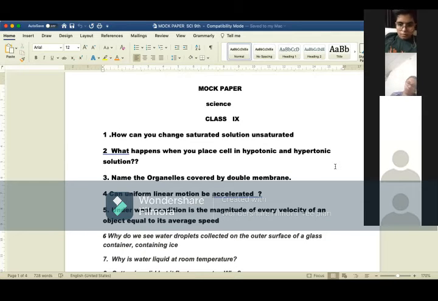Ma'am, is my answer correct? Nucleus. Yes, you can write it also, because it is double layered. One plasma membrane and the nuclear membrane, sorry. Yes. And mitochondria also is double layered. Okay, ma'am. Is it clear? Next question. Yes, ma'am. Do question 4. Can uniform linear motion be accelerated?